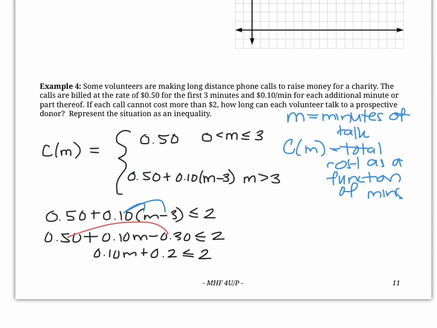I'm going to bring that 0.2 onto the other side. So we have 0.10m is less than or equal to 1.8. And then we're going to divide by 0.10 on both sides. And we get that m has to be less than or equal to 18 minutes. So that means each call cannot exceed 18 minutes, and we're done.